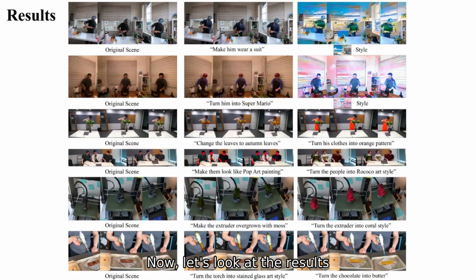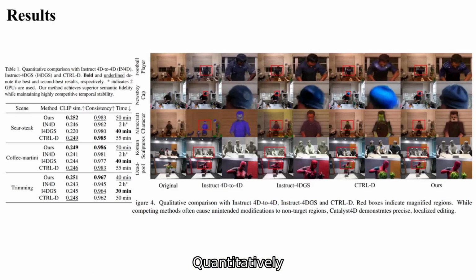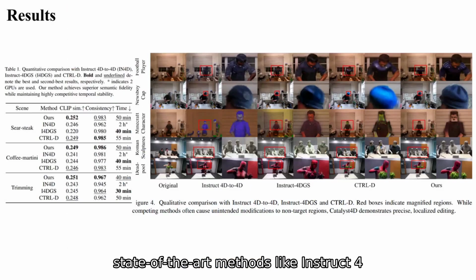Now, let's look at the results. Catalyst4D supports a wide range of edits, from localized object modifications like clothing changes to global artistic style transfers, on both monocular and multi-camera datasets. Quantitatively, Catalyst4D consistently outperforms state-of-the-art methods like Instruct 3D-to-4D, Instruct4D, and Control4D. It achieves the highest CLIP similarity, indicating superior semantic alignment with user instructions, while maintaining highly competitive temporal consistency.